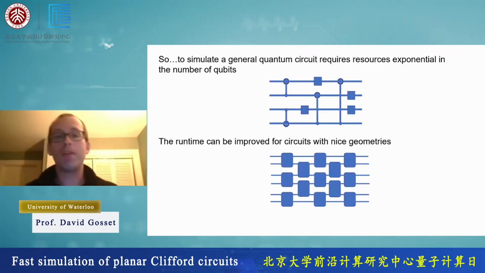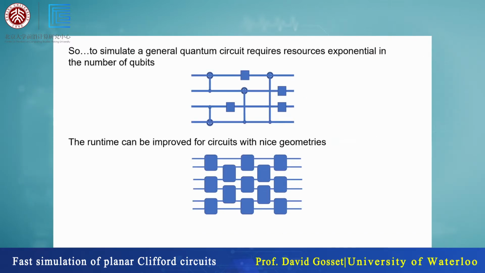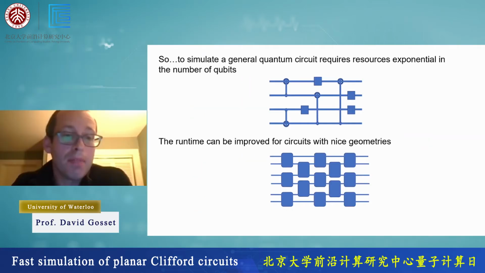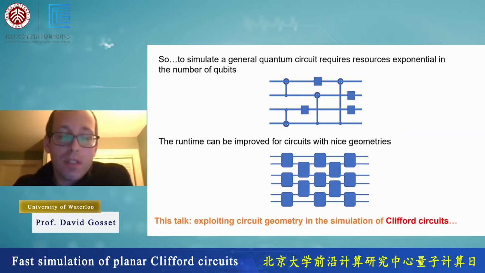Okay, so the whole point of all of that was just to tell you that we know that to simulate a general quantum circuit seems to require resources exponential in the number of qubits. But if you restrict your attention to circuits with nice geometries, then sometimes that runtime can be improved. And in this talk, we're going to exploit circuit geometry in the simulation of a very special family of circuits called Clifford circuits.